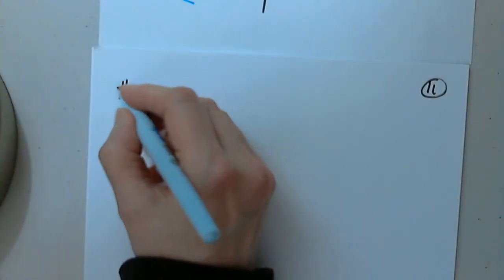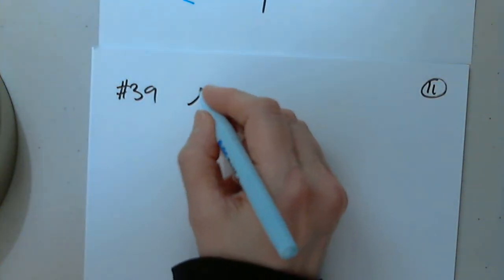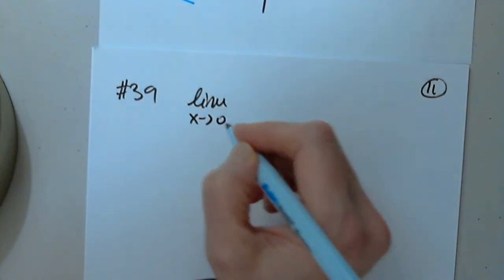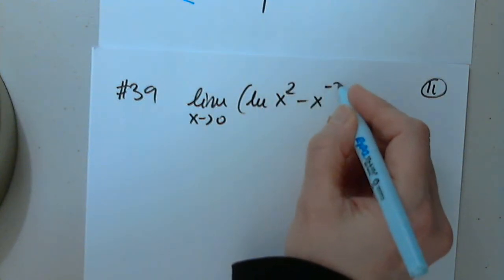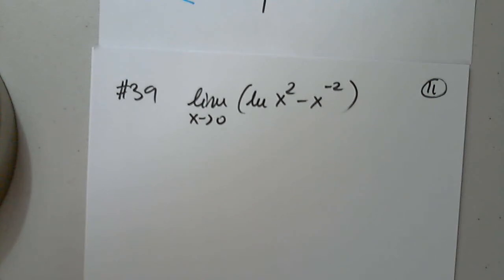Okay, so what about 39? So 39 is the limit as x approaches 0 from either side of the natural log of x squared minus x to the -2. Okay.